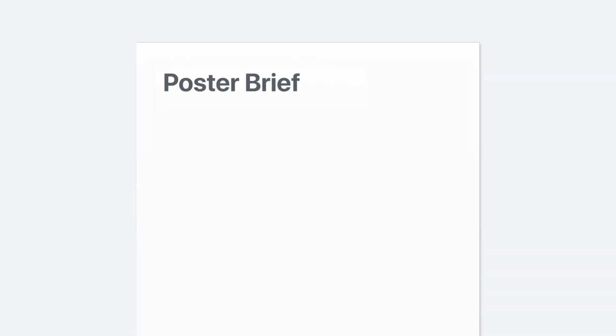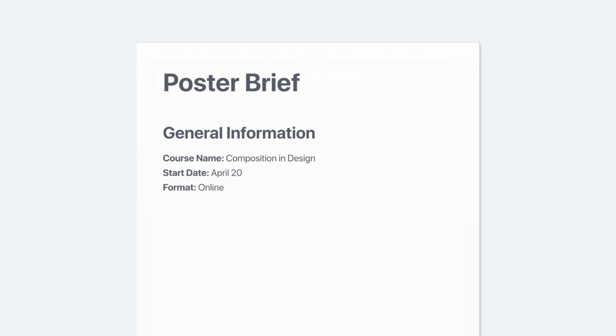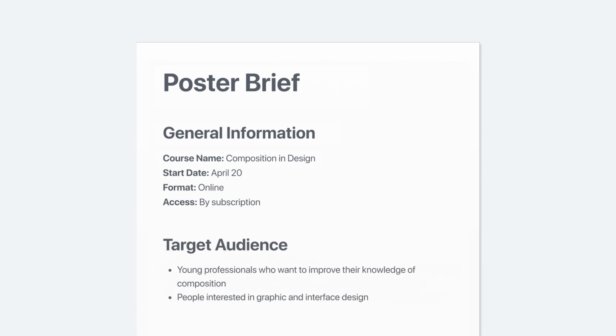Suppose we intend to design a poster for the composition course that begins on April 20 and is conducted online. To access this course, one can subscribe. The poster is aimed at young professionals with little knowledge of the subject. However, the course is designed so that even beginners can understand the information, so they need not worry about its complexity. The poster aims to communicate all of this through a single graphic composition.